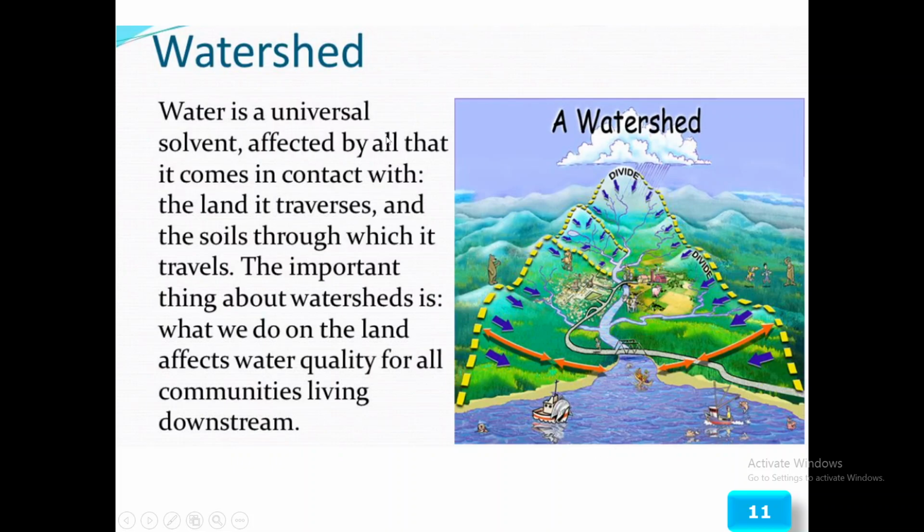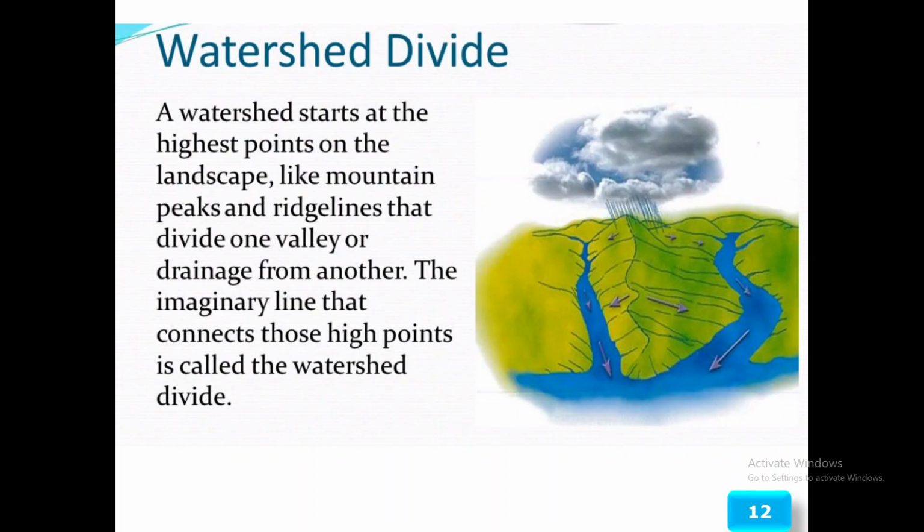The watershed is a universal solvent affected by all that it comes in contact with, the land it traverses and the soils through which it travels. The important thing about a watershed is that what we do on the land affects water quality for all communities living downstream.